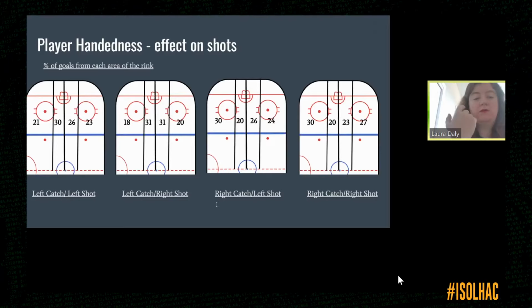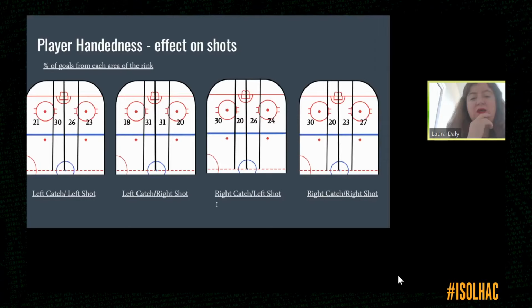It seems like players attempt more shots from a wide angle on the right catch goalies. I'm not really sure why that would be. The data is noisy, so there just might be something weird going on there. But what we see is that left shot players on left catch goalies, we see a little bit more on the left hand side, and right shot on left catch we see more on the right hand side. That might just be to do with where those players are playing on the wing.